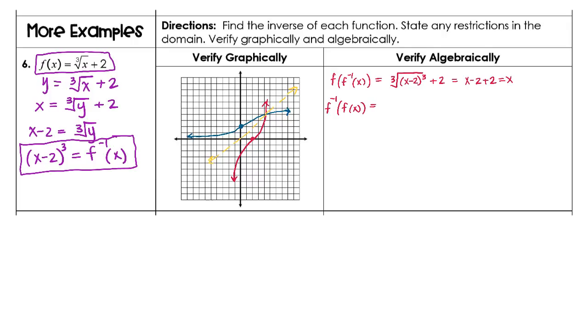And again, same thing, we're just reversing our process. So we had x minus 2 all cubed, but in place of x, I need to put the cube root of x plus 2. And then we also had a minus 2 in there, all cubed. And so we're going to have the cube root of x, all cubed, which finally gives us x. So we have verified that both of those composites do equal x.